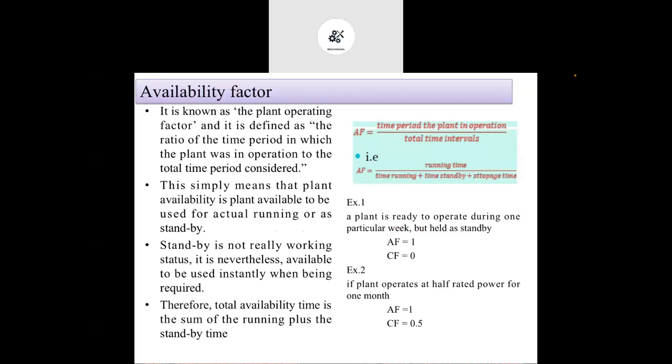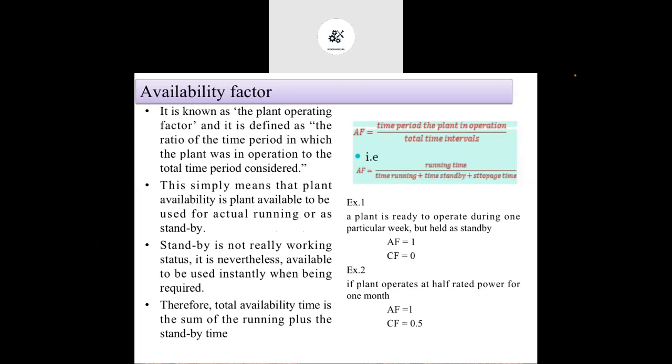Another factor is the availability factor of the power plant. It is also known as the plant operating factor, and it is defined as the ratio of the time period in which the plant was in operation to the total time period considered. So it is the availability factor: how much time that particular power plant is available, or is developing power.